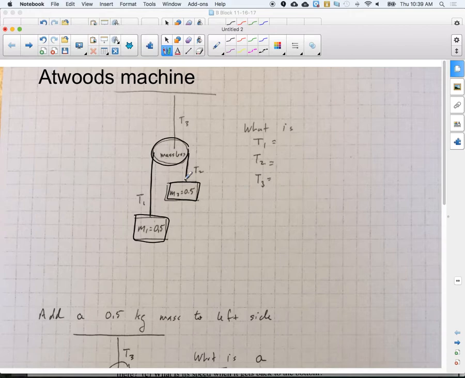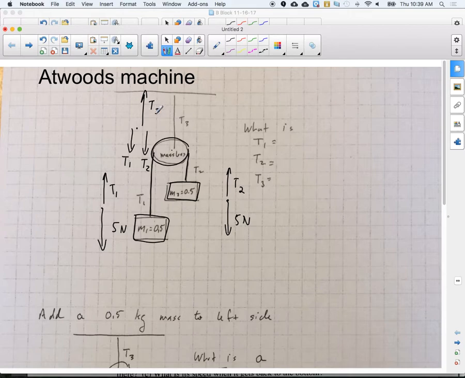Free body diagram. Let's draw a free body diagram. For this guy right here, half a kilogram is equivalent to 5 newtons, correct? And I've got a tension T1 up. Over here, I have 5 newtons down and what I'm calling T2 up. And here I have a T1 down, a T2 down, and a T3 up.